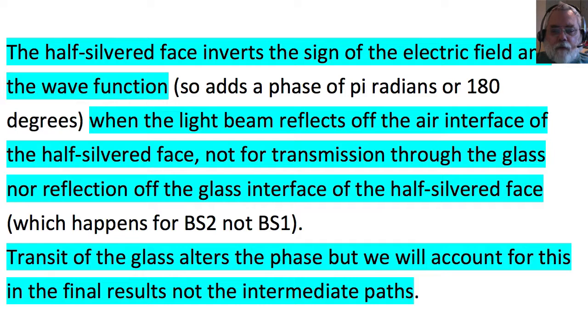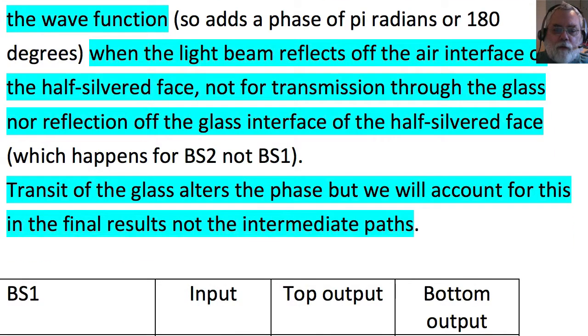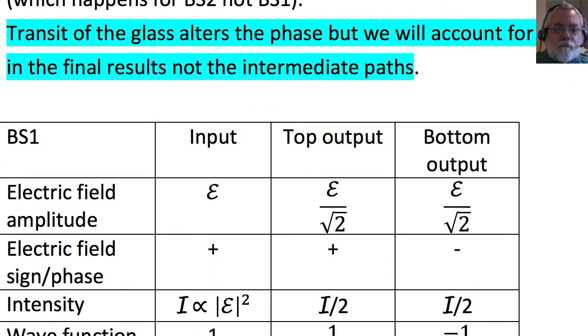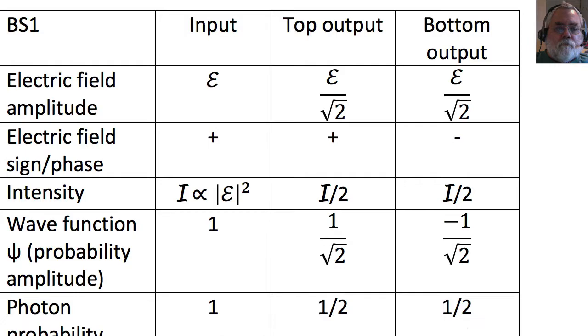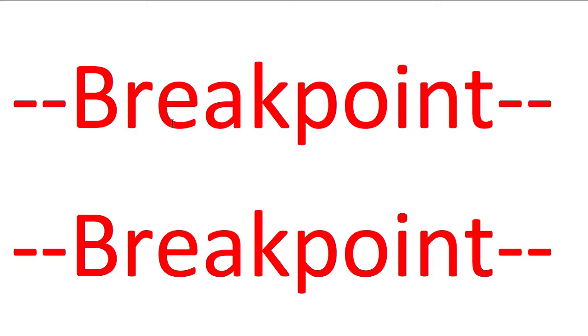Transit of the glass alters the phase, but we'll account for this in the final results, not the intermediate paths, so we can simplify the presentation and the math. But the final math will be correct. We're not cheating. This is a possible time to take a break.